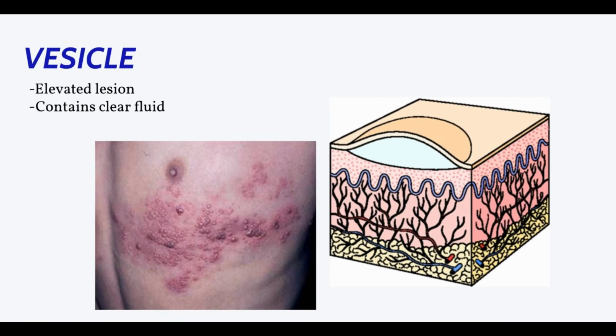Vesicles. Vesicles are elevated lesions that contain fluid. And specifically, the difference between a pustule and a vesicle is that a vesicle is going to contain clear fluid. Here we have an example, and here we have an illustration.